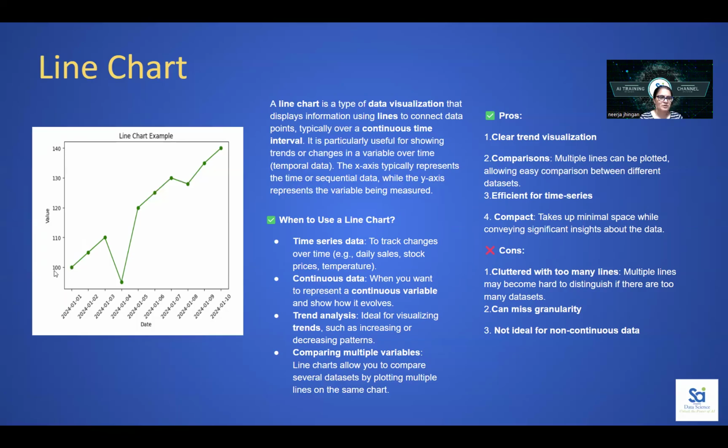What will be the value at this time? 100. Okay. And if you go to this data point, this is the value. So it is using all the data points on the different dates and showing you the frequency of the data. It is particularly useful for showing the trends and changes in the variable.